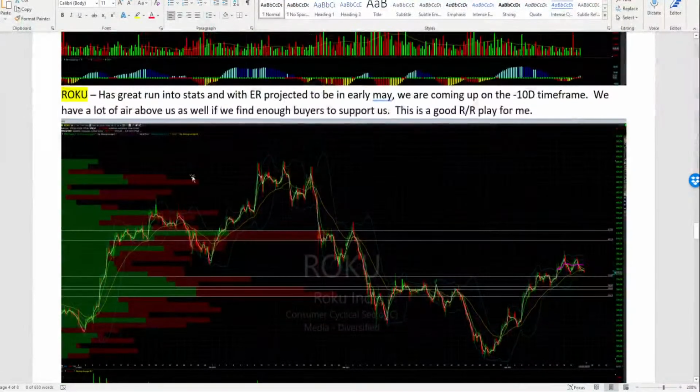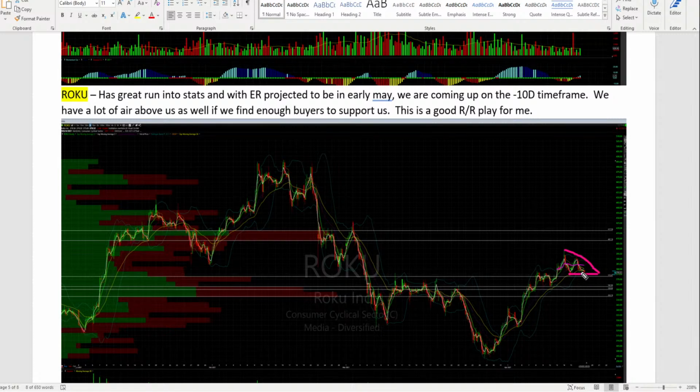All right. Now, Roku has great stats for running into earnings in early May. We're coming up on the minus 10-day time frame. We have a lot of air above us. The question is, this is an hourly chart. This kind of looks like a double top, setting up a descending triangle type play. Now, statistically, descending triangles break down about 60%, 65% of the time, right?